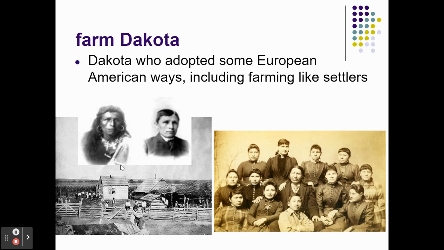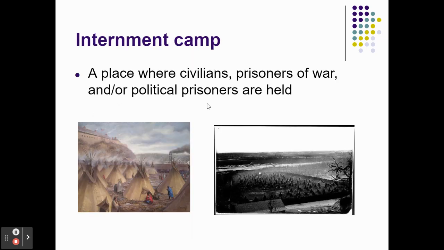And this individual that you see right here, it's the same person. This is this individual as a traditional Dakota, and then in time, this person changed to farm Dakota. You can see their hair was cut short, and you can see their clothing attire changed dramatically from what they wore as a traditional Dakota. So those were some additional changes that the farm Dakota had done. Internment camp is simply a place where civilians, prisoners of war, and or political prisoners are held.